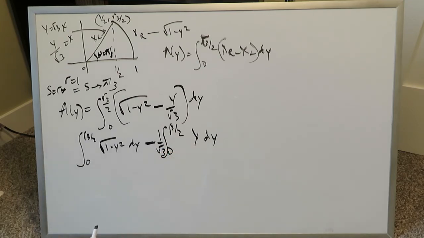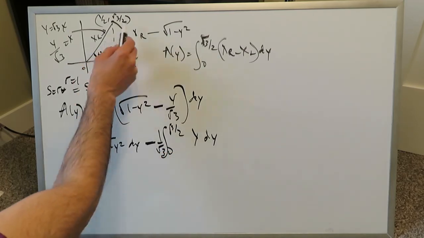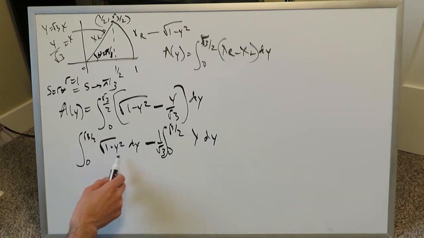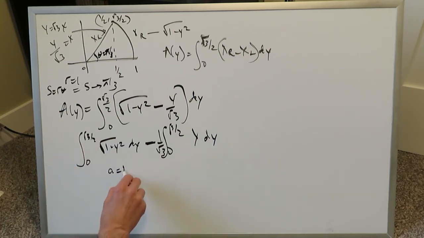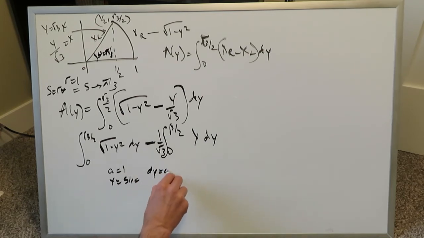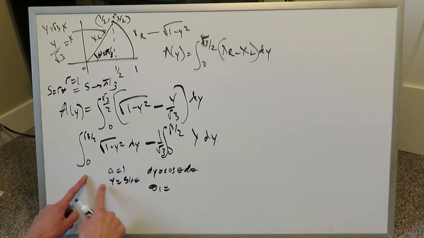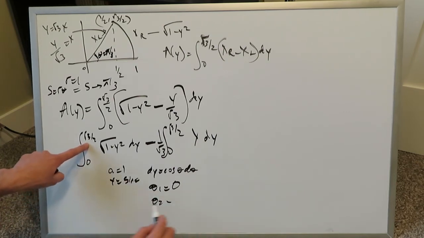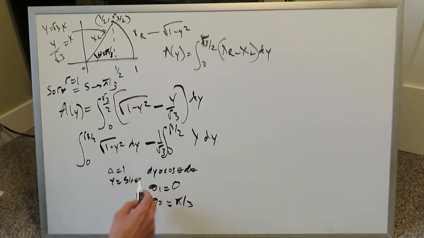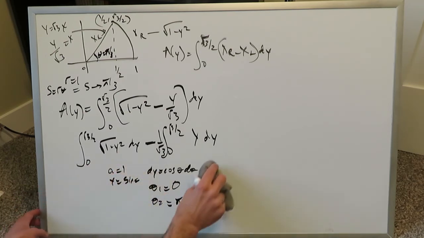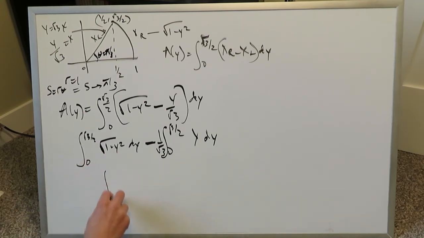Remember, at the end we should still get the area of the sector to be pi over 6, this entire area. Trigonometric values are present in here. If a is equal to 1, y is equal to sine theta, dy is equal to cosine theta d theta. Theta 1 is equal to inverse sine of 0, which is 0. Theta 2 is equal to inverse sine of root 3 over 2, which is what? Pi over 3.